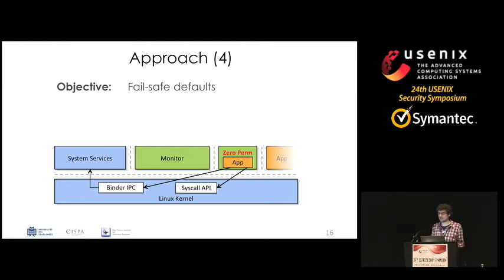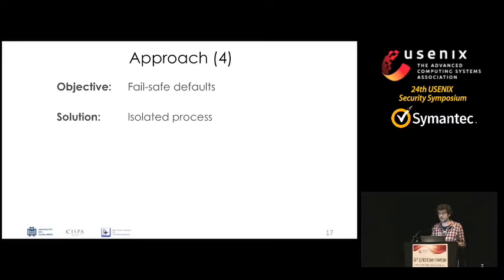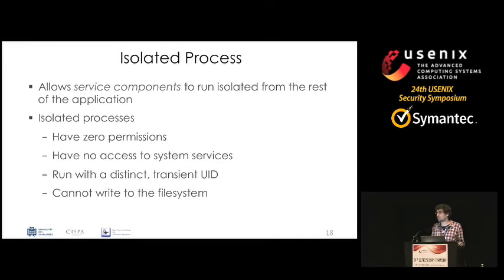And the solution that we came up with is to use a little known Android feature called the isolated process. The isolated process was introduced in Android 4.1. It allows application developers to specify that certain service components within their apps should run in an isolated process that is separate from the rest of the app. These isolated processes don't inherit the permissions of the main app that declares them. And most importantly, they have no access to the Android middleware, so they cannot send intents, start activities, bind to any services, or connect to any content providers.